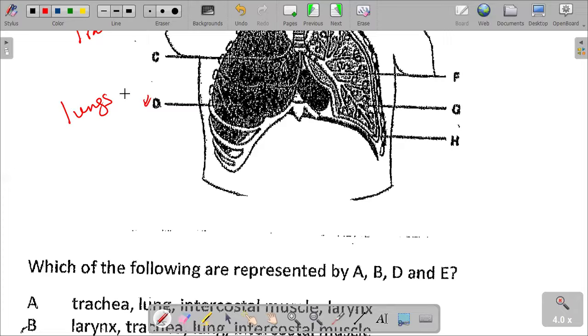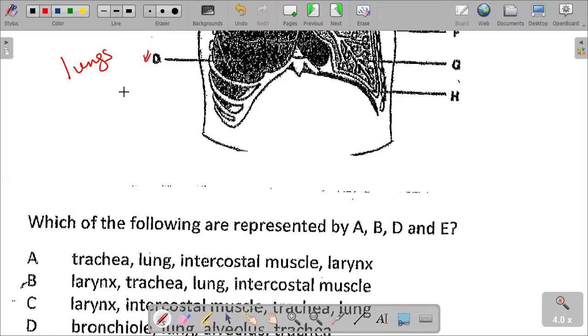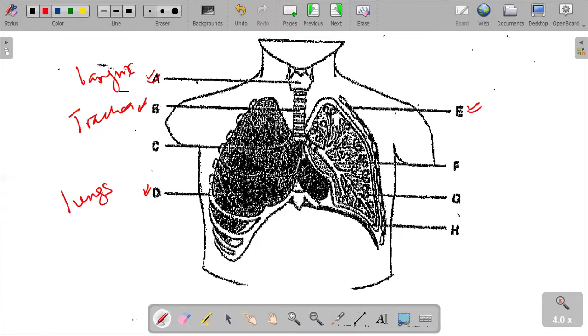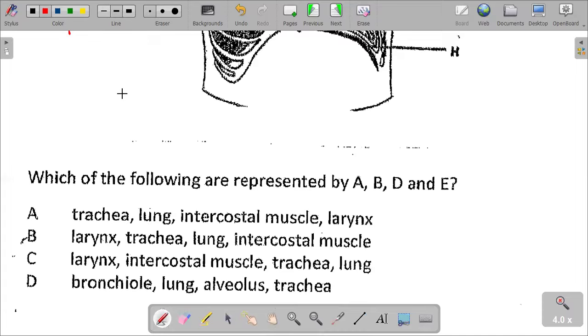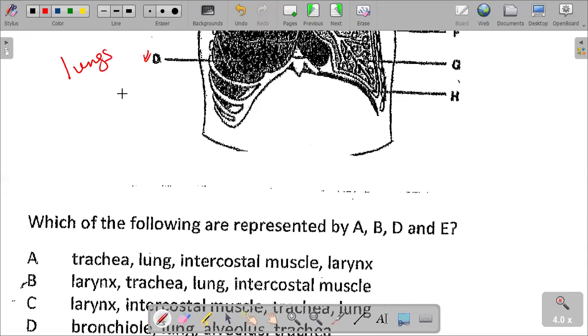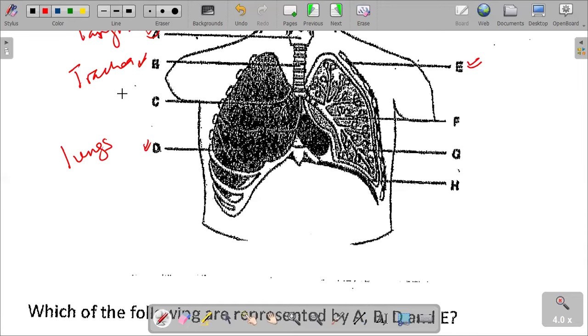And then E, where is E? Okay, E obviously should be intercostal muscles. It should be intercostal muscles.